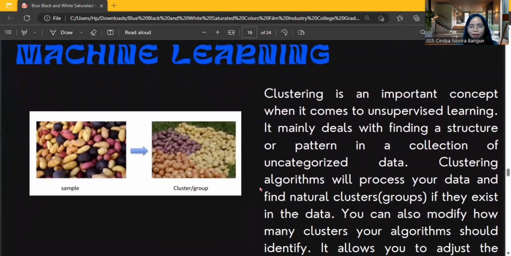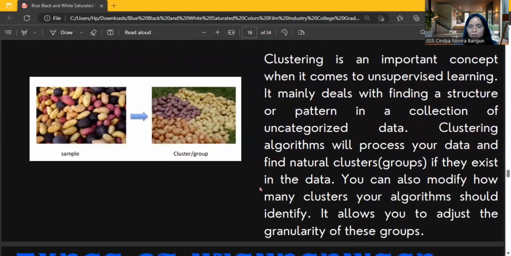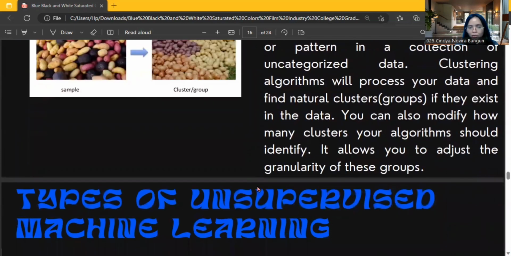1. Clustering. Clustering is an important concept when it comes to unsupervised learning. It mainly deals with finding a structure or pattern in a collection of uncategorized data. Clustering algorithms will process your data and find natural clusters if they exist in the data. You can also modify how many clusters your algorithm should identify. It allows you to adjust the granularity of these groups.